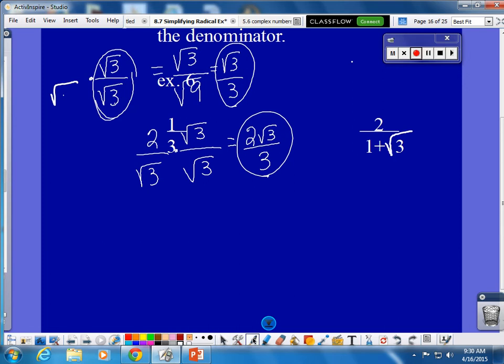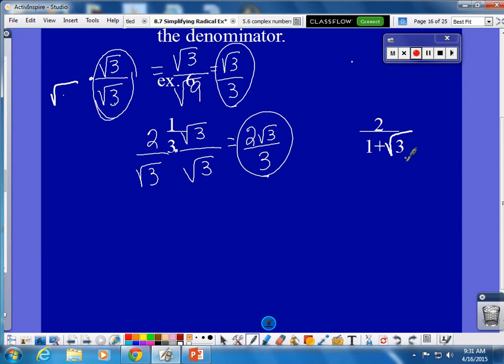Let's look at this problem. How is this problem different from my first problem? What have I got on the bottom? Addition. Yes. Instead of a monomial, I have a binomial.